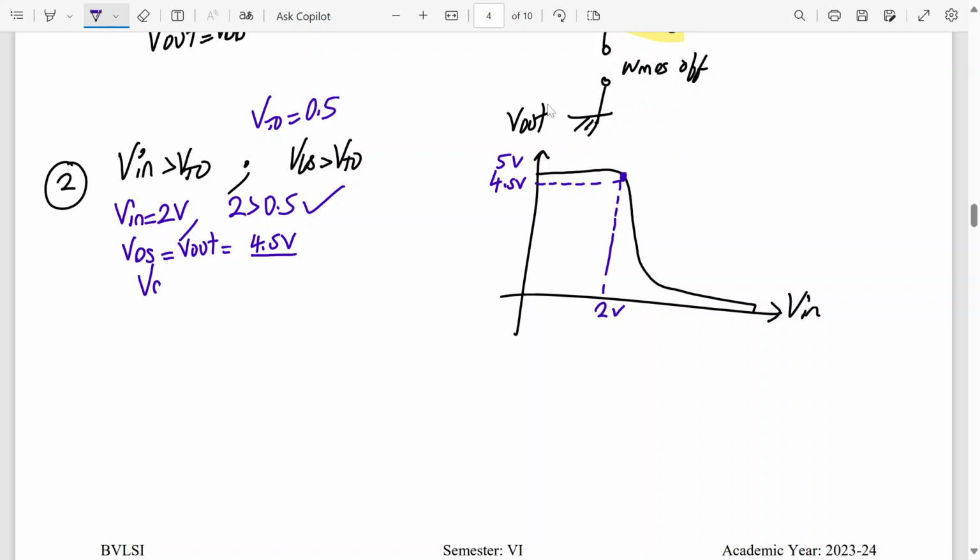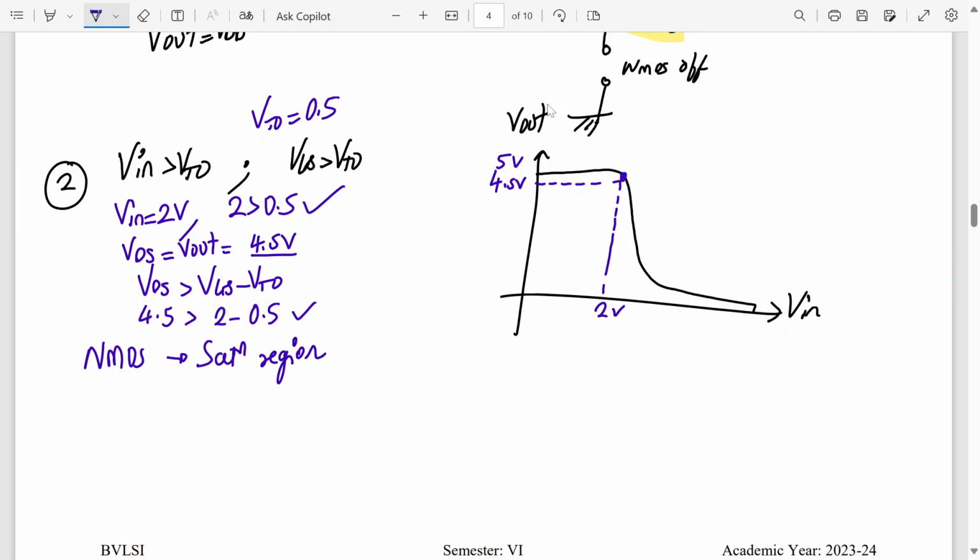So is my VDS greater than VGS minus VTO? Check. This is 4.5 greater than 2 minus 0.5. Is it true? Yes. So my NMOS is working in the saturation region. So current flows, ID will flow.